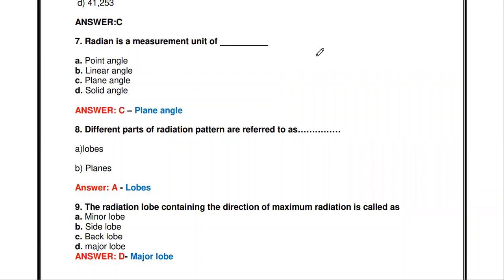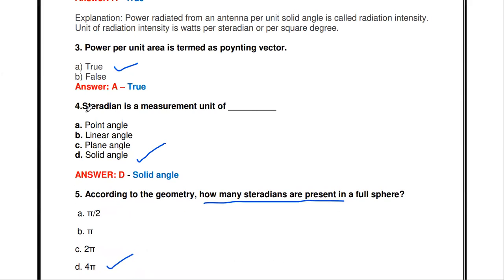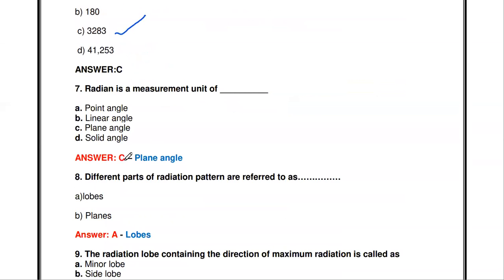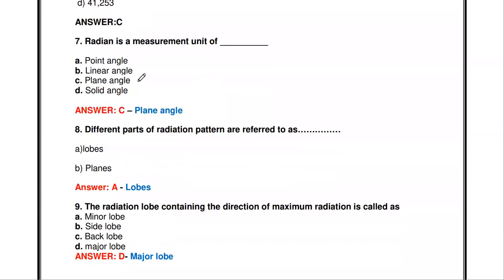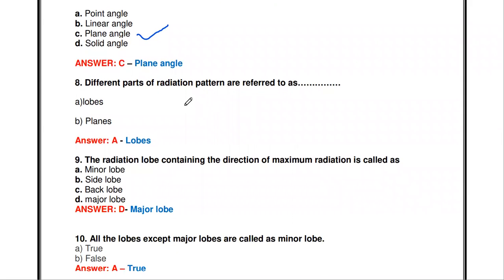Next one: radian is a measurement of dash. Previously, in the steradian question, steradian is a measurement of solid angle. Similarly, the radian is a measurement of plane angle. Then the different parts of the radiation pattern are referred to as loops or planes. Loops. The different parts of the radiation pattern are called loops: the main loop, side loop, back loop.